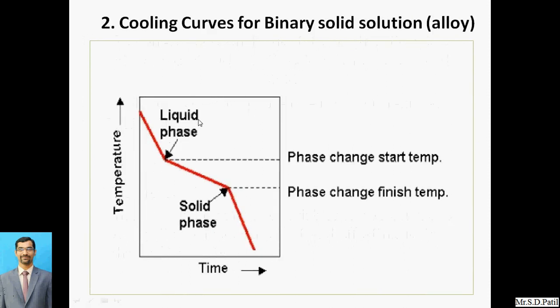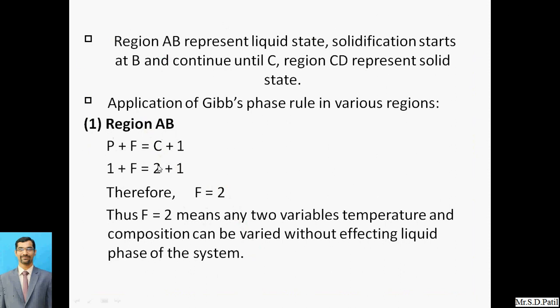Why is C equal to 2? Because we have taken the alloy, and the components in the alloy, suppose nickel chromium, or we have taken FeC as the alloy, are 2 in that case. So that's why it is taken as 2, and therefore F is equal to 2.